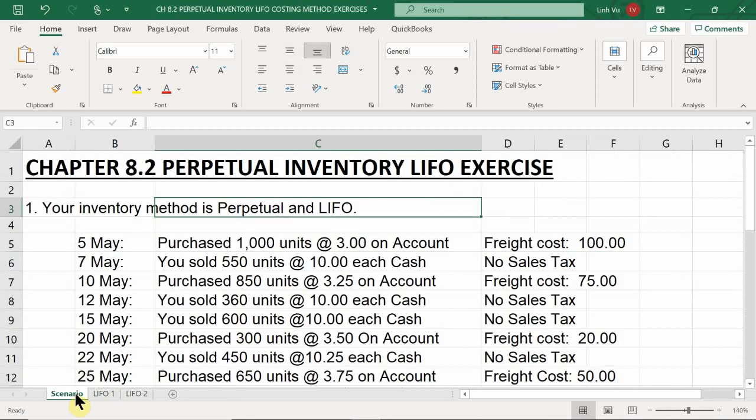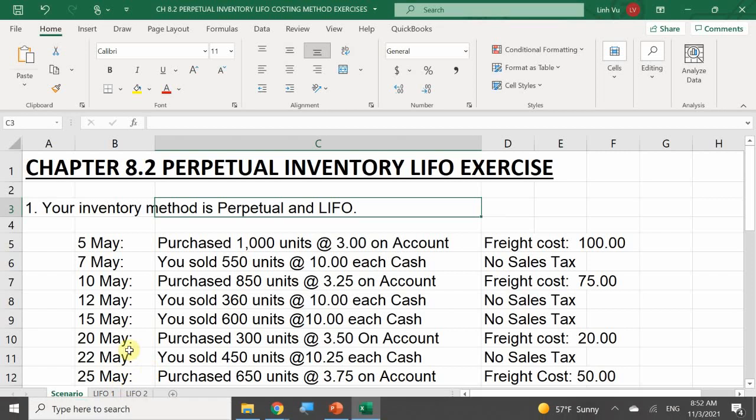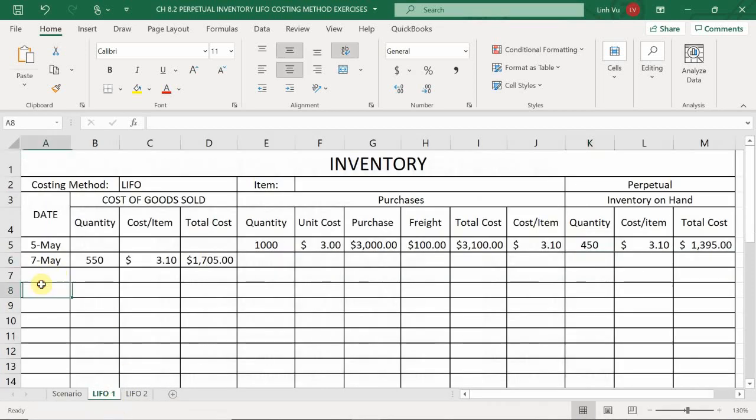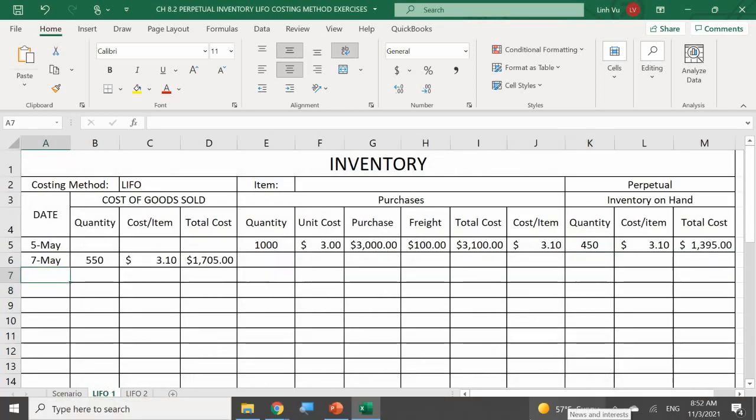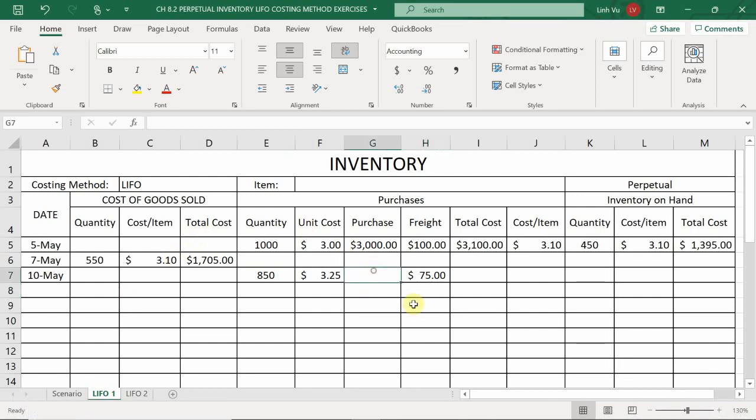So then on May 10, we end up purchasing 850 units at $3.25 with the freight costing $75. 850, $3.25 with a freight of $75. Okay. So here we are. It is May 10. We purchased 850 at 3.25 with a freight of 75. So in this case, what is my total purchase price here?